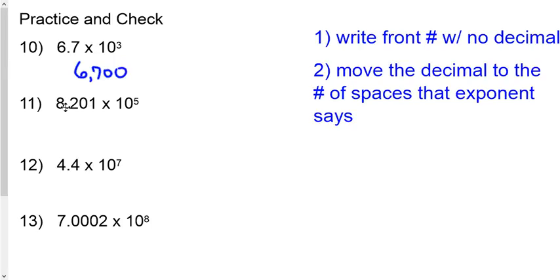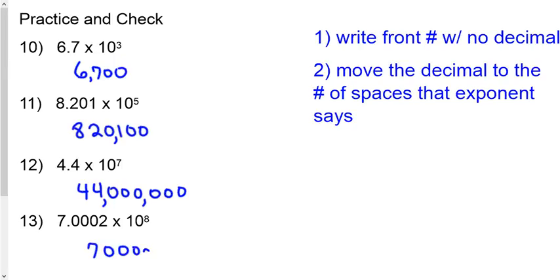6,700 should be what you got for number 10. 820,100 is number 11. And 44 million should be number 12. And 700 million and 20,000 would be number 13.